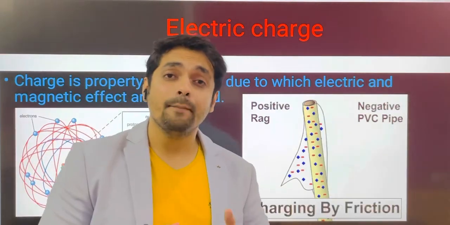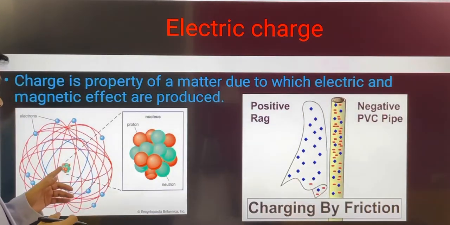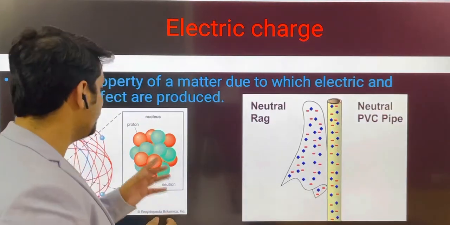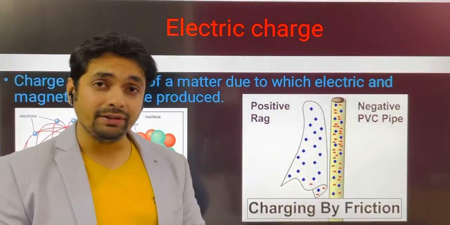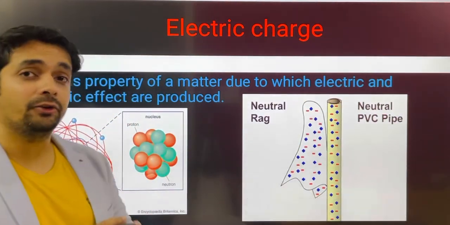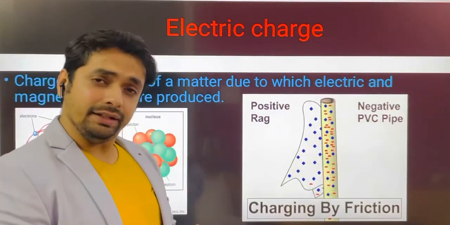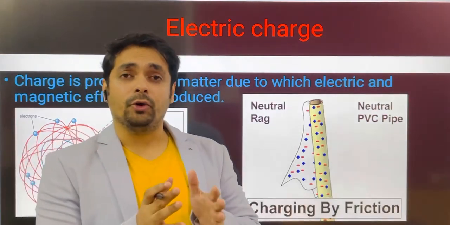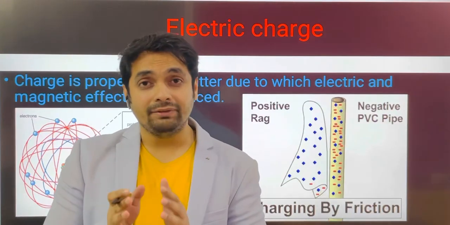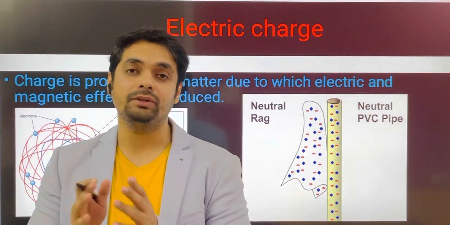So we know the basic atomic structure. According to the atomic structure, the center of the atom consists of the nucleus, and in the nucleus there are protons and neutrons. Protons have positive charge and neutrons have no charge. Around the nucleus there is a cloud of electrons revolving in different orbits. In any atom, the number of electrons and protons are equal, and each electron and proton has the same charge, and the value of that charge is 1.6 into 10 power minus 19 coulomb.